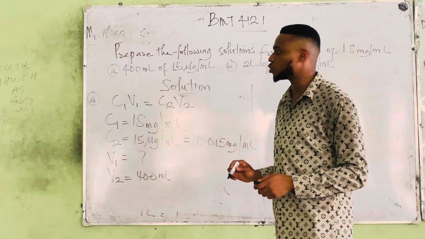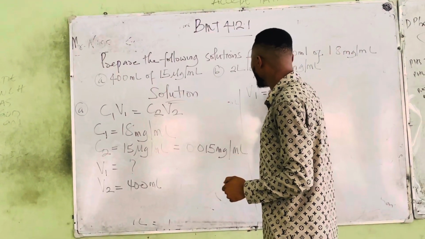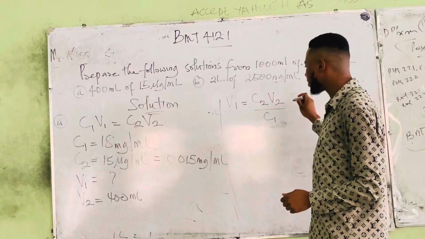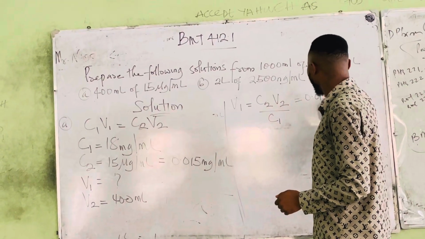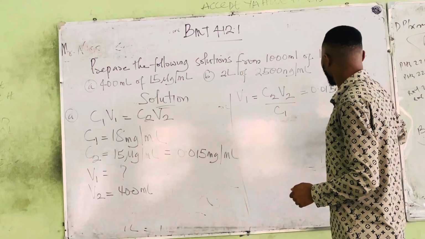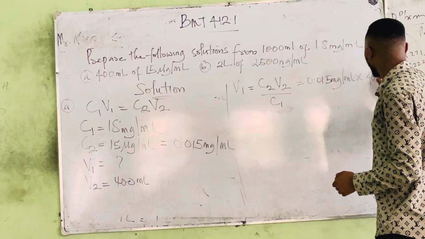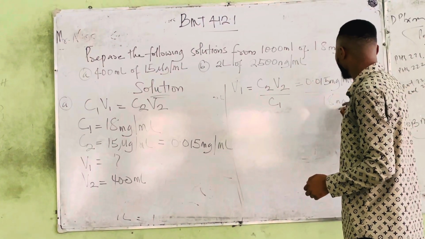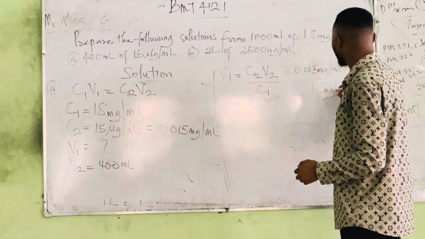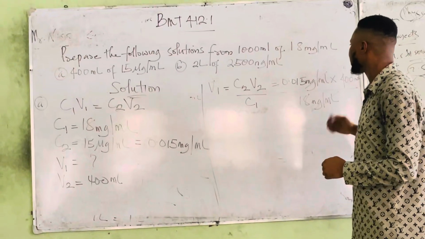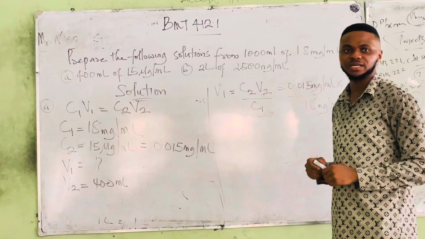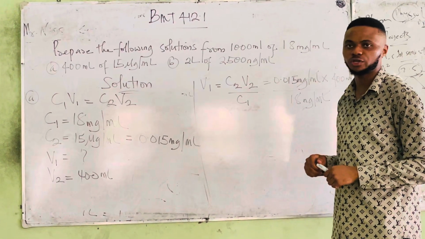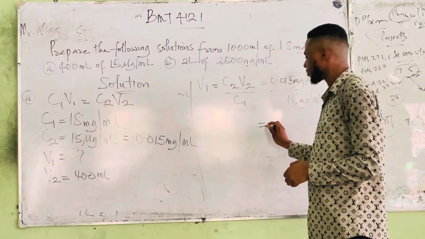You say C1V1 is equal to C2V2, right? So V1 will be equal to C2V2 over C1. Your C2 is 0.015 milligrams per ml, while your V2 is 400 ml, divided by your C1, which is 18 milligrams per ml. Milligram per ml will cancel milligram per ml, right? So multiply 0.015 by 400, guys. Someone should do that quickly. 0.015 times 400 is 6, right?